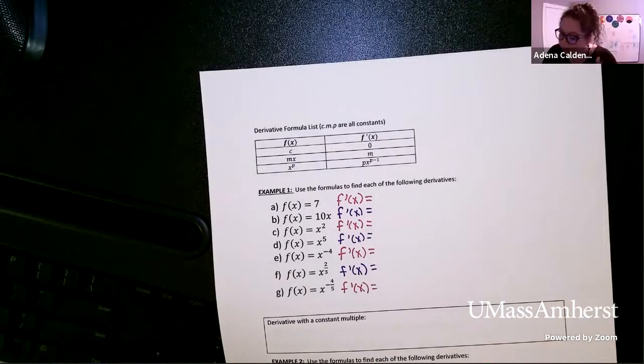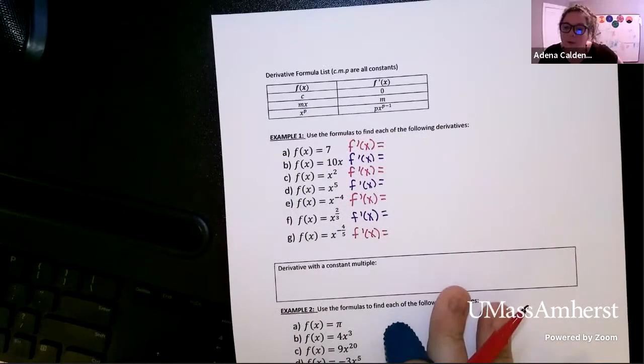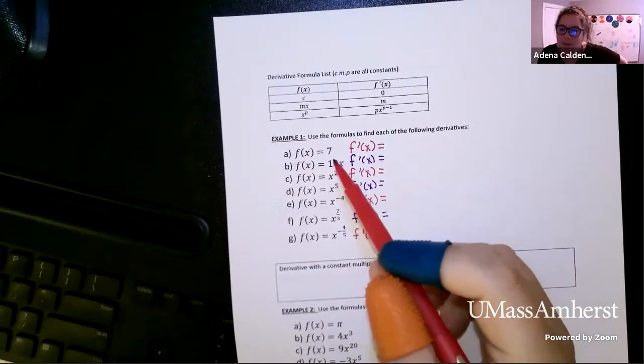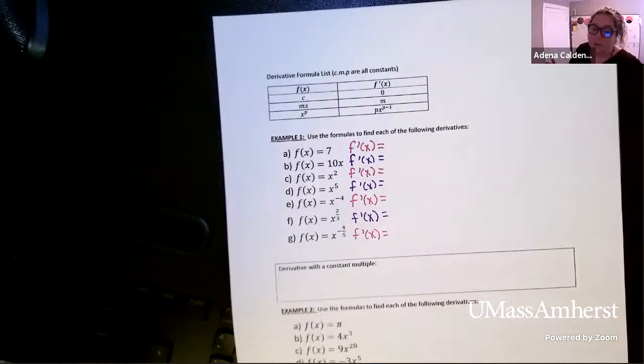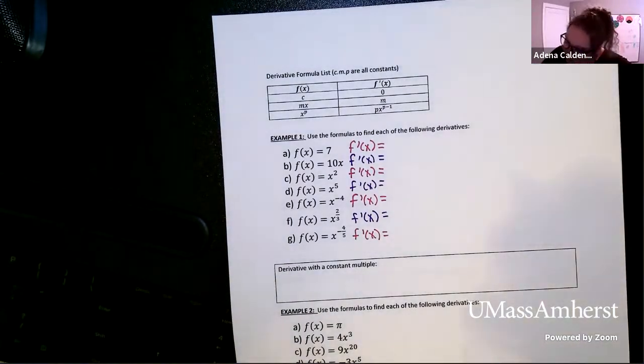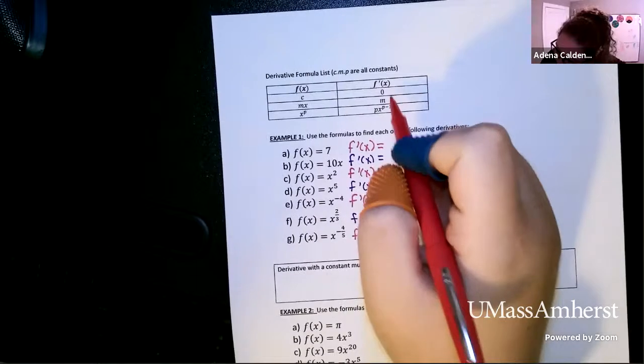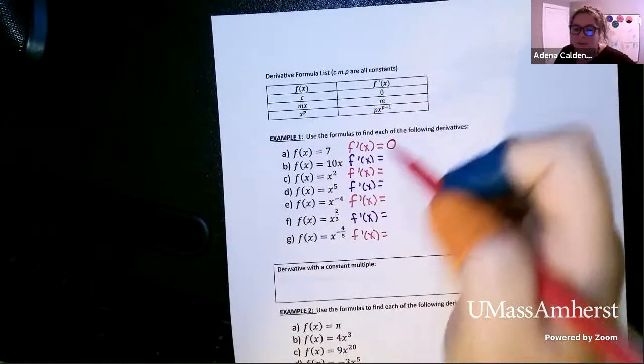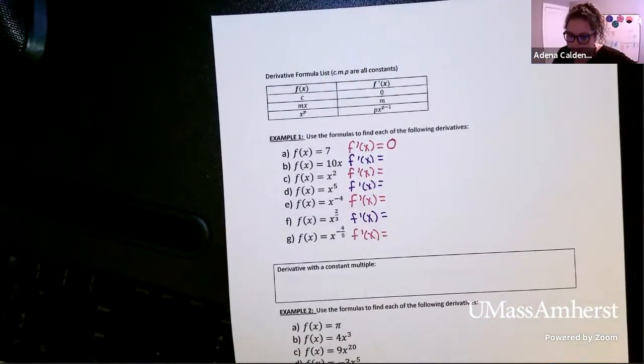All right, so let's take a look at these. So the first one here, we have f of x equals 7. I notice that there's no variable there. It's just the number 7. So I have a constant that's by itself. And so according to my rules, that tells me that the derivative is going to have to equal 0.